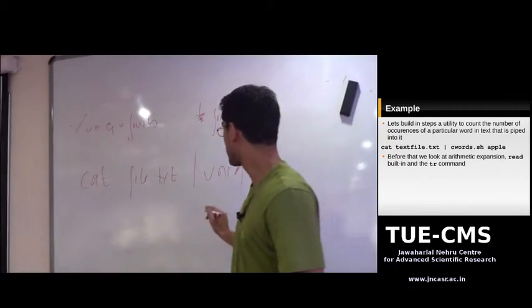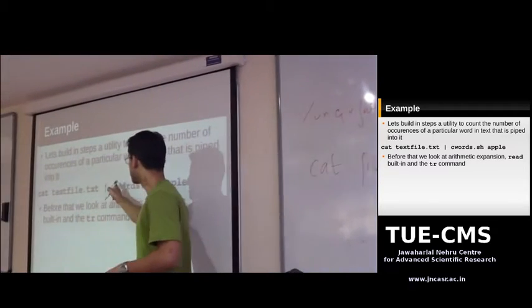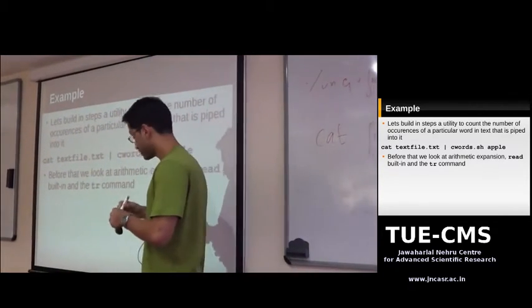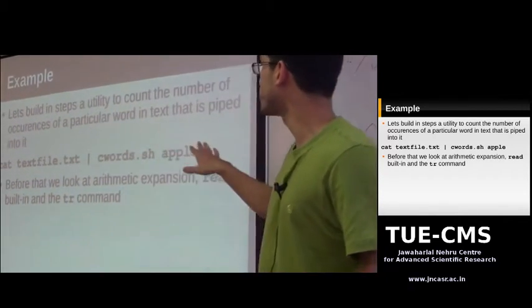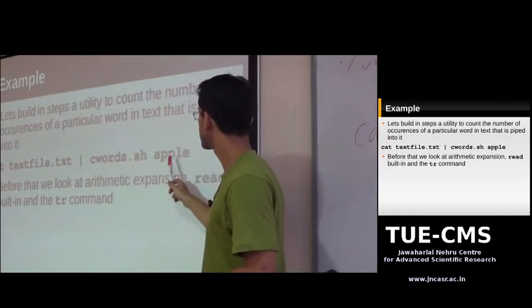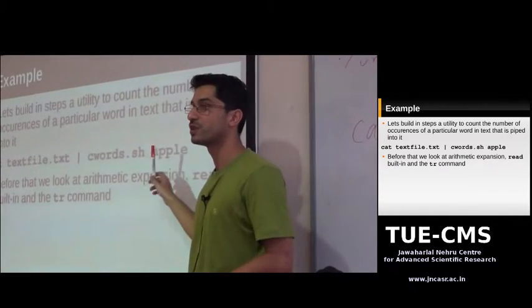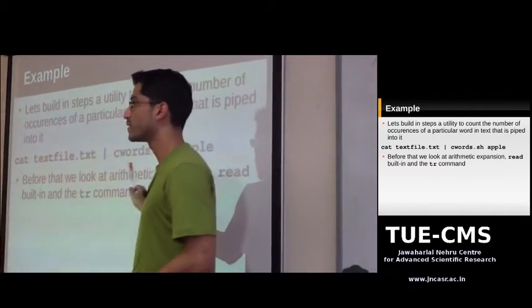So we want to write a program that behaves something like this. So we want this to work. This is our script file. Okay, you should have a dot slash over there. So we want a script file to work like this. And when you run this command line, we want it to search for the number of times the word apple appears in this text file. Right? This is what our aim is.